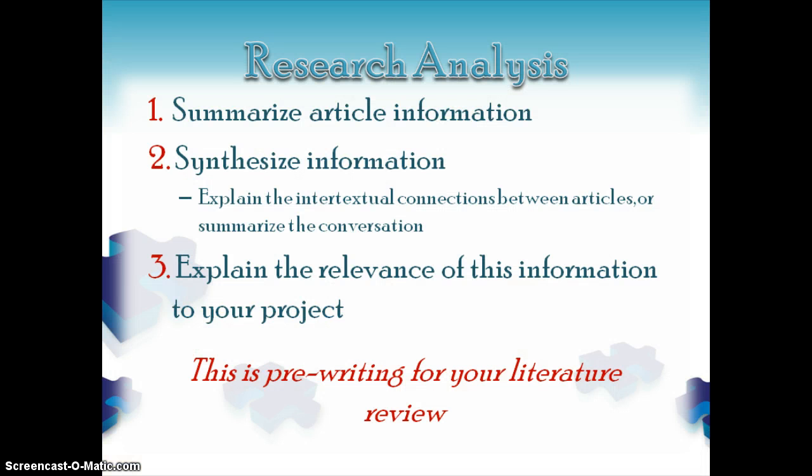Now that you're ready to begin analyzing your research, you want to think about 3 things that are required for a literature review. The first is that you need to summarize the source information that you've got. The second part is that you need to synthesize that information. So you need to make connections between the articles and essentially summarize the conversation that's been happening in that Burkean parlor. The third is that you need to make connections to your own project. You need to explain why the research that you found is actually relevant to your particular project. And essentially what you're doing here is setting up the foundation for your own entry into the conversation.